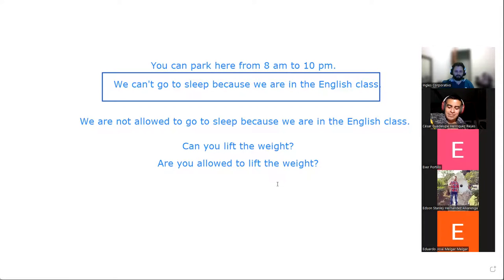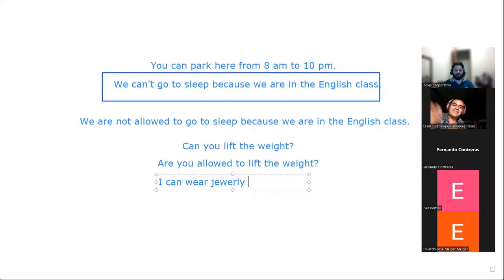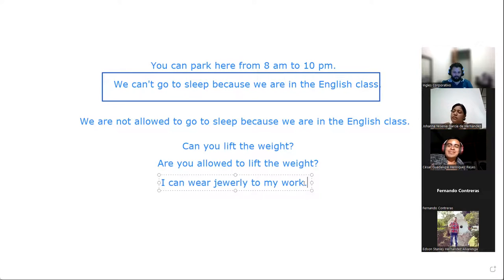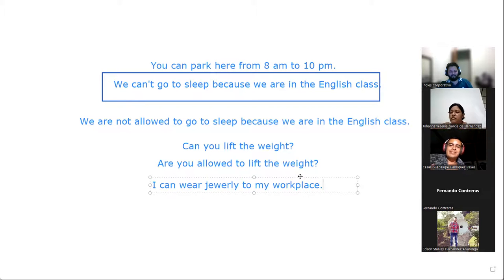Next one. I can go library in my work. I can what? I'm sorry. I can wear jewelry in my work. I can wear jewelry. Repeat, guys. Jewelry. My work. Okay. I can wear jewelry to my work. You can have an example. Okay, all right. Give me one second, Fernando, because we need to correct something here. Again, guys, is this ability or permission? Permission. This is permission, right? Very good. Good job. All right, Fernando, go ahead.